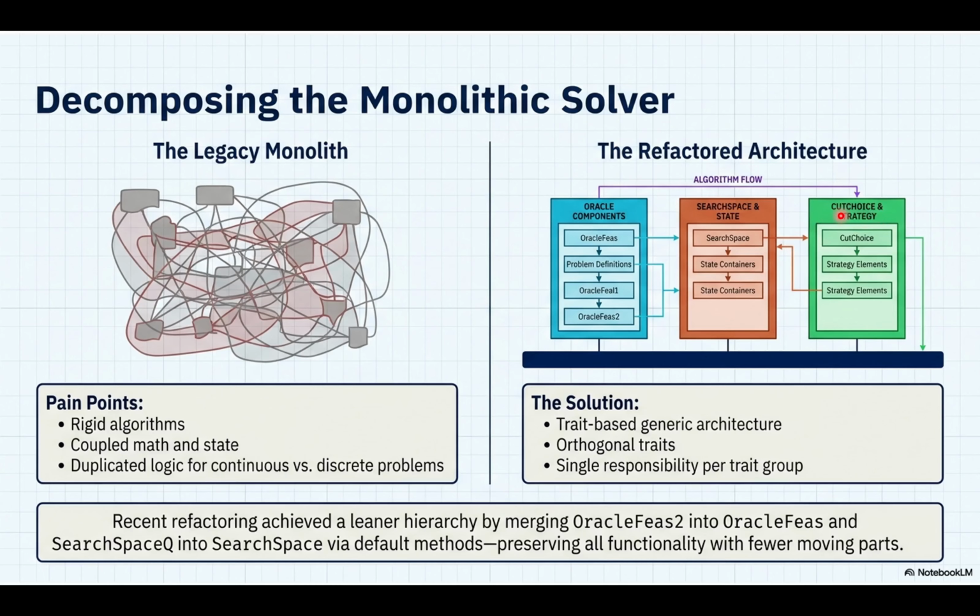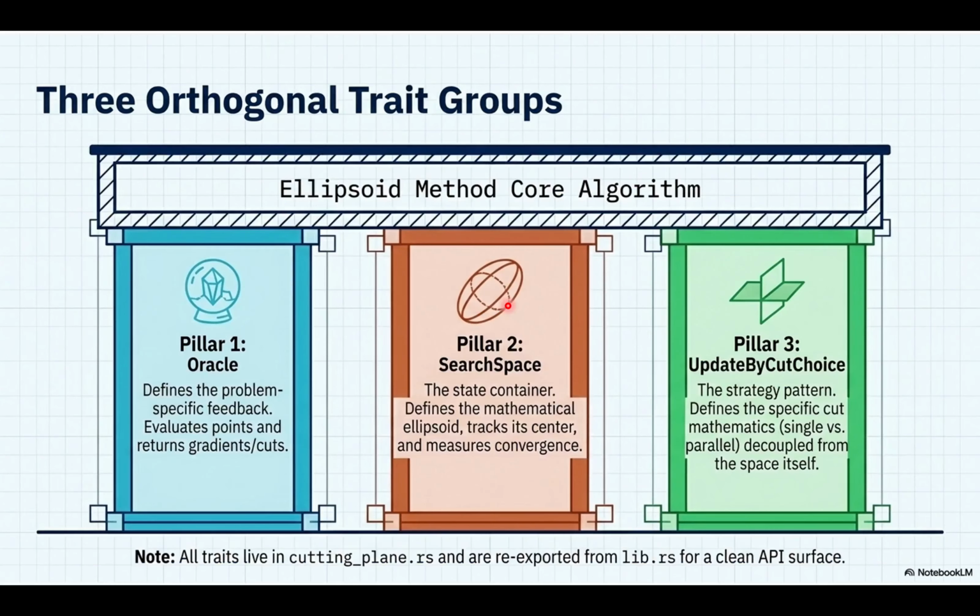Let's try to visualize this for a second. Think of a highly dysfunctional restaurant that's trying to get organized. Okay, I like this. So you separate the roles. The oracle is your extremely picky food critic. They don't cook, they don't buy groceries, they just look at the plate and declare exactly what is wrong with it. They just provide feedback. Right, exactly. Then you have the search space. That is the kitchen itself. It's the physical container holding the ingredients, the current state of the meal, the cutting boards. And finally, the update by cut choice is the chef's specific knife technique. It's the strategy defining how the ingredients actually get chopped up based on what the critic said.